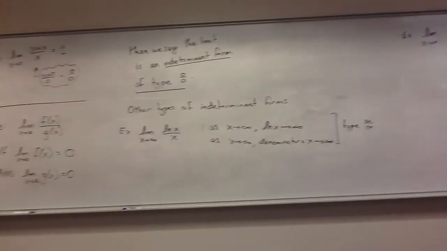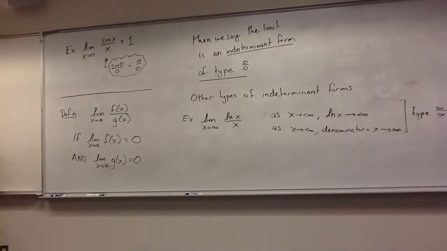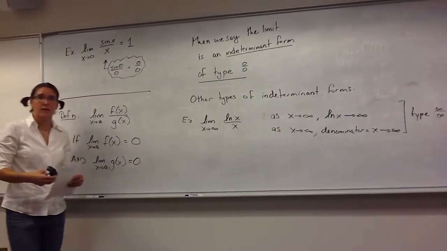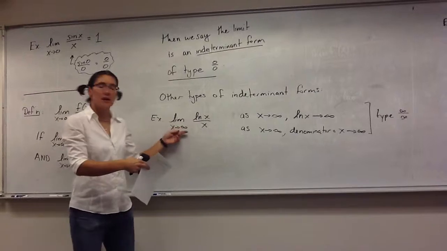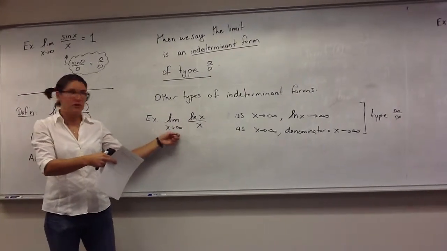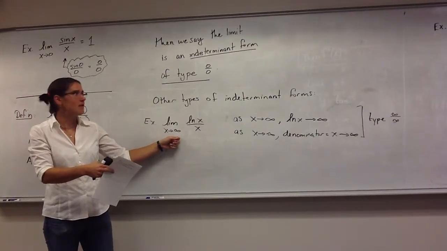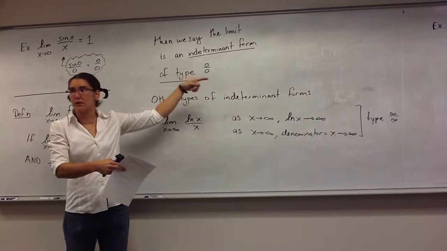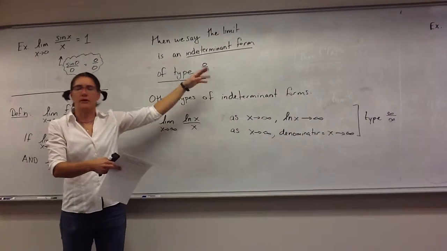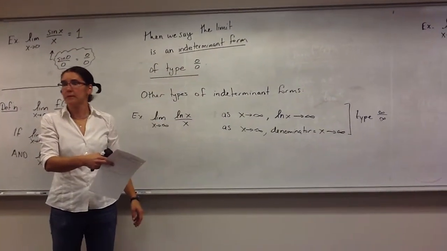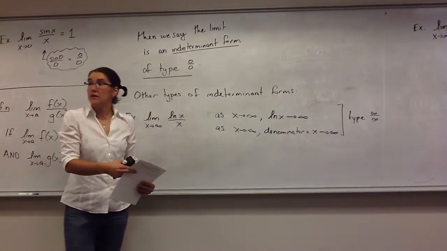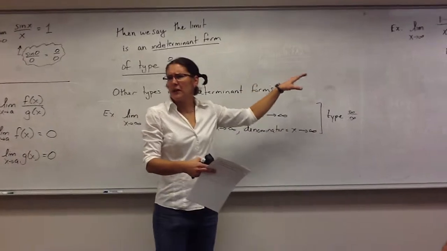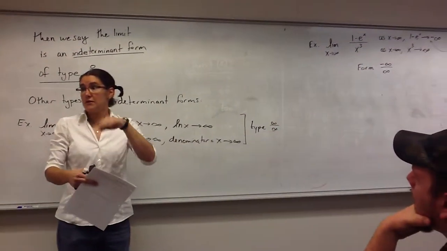Okay, are there any questions about the definition of indeterminate form? An indeterminate form is a limit that if we analyze what happens as x approaches the limiting x value, we either get 0 over 0 or infinity over infinity, or plus or minus infinity over infinity. So it can be any combination of that. Right, any combination of plus minus. What we cannot have a combination of is 0 and infinity.